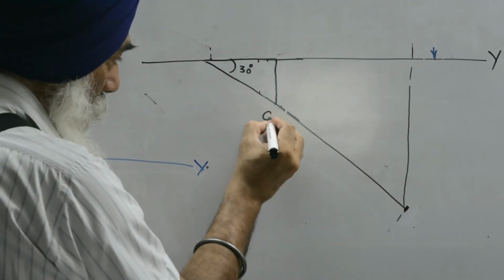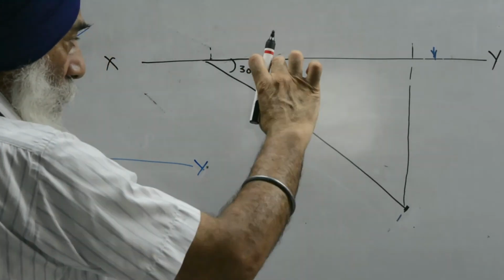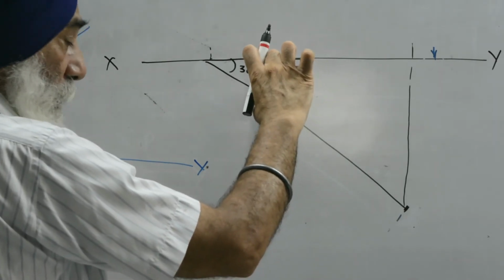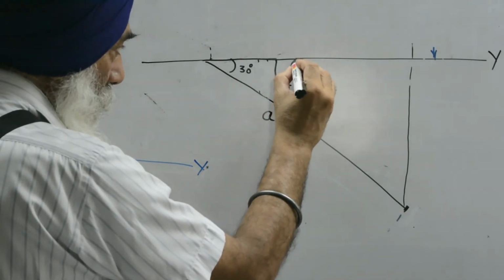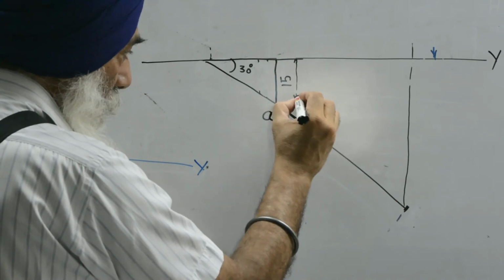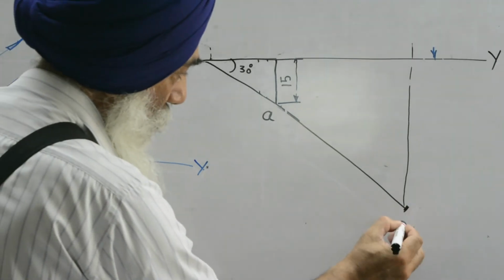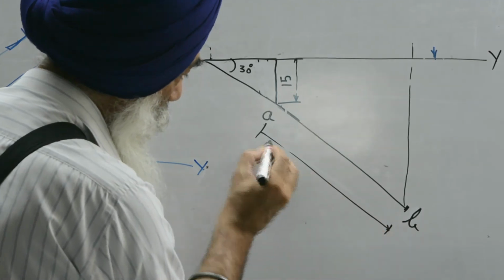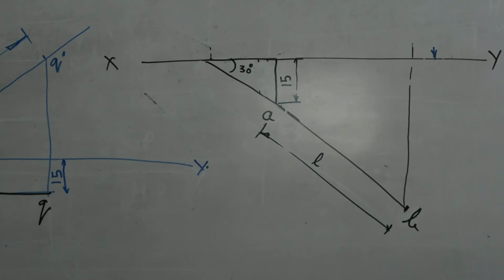This is the point A, and this angle is 30 degrees. And A is 50 millimeters in front of the vertical plane. This is the distance. This distance is taken as 50 millimeters in front of the vertical plane. After this point, from here you measure the length of line AB. This is the length of line AB. Whatever the length is, this is the top view of the line as per the given statement.